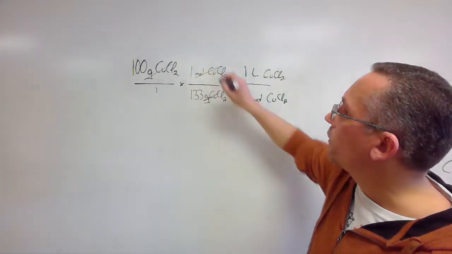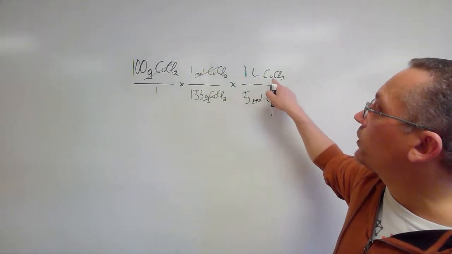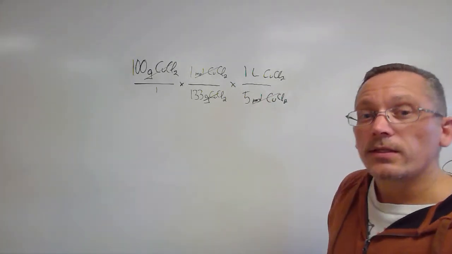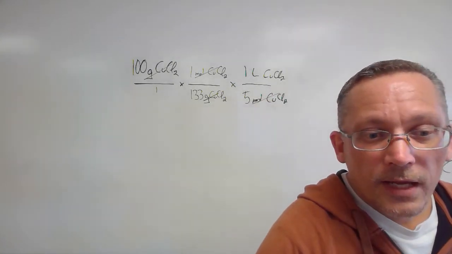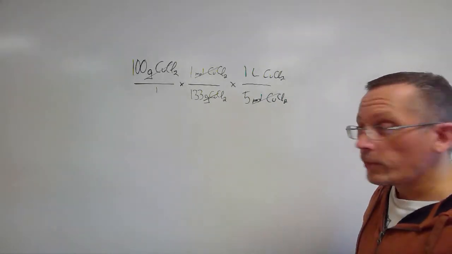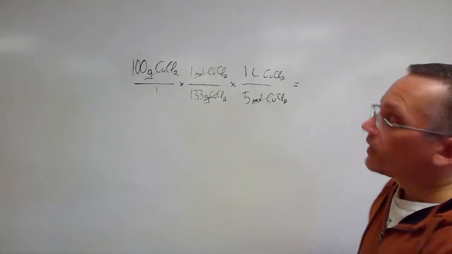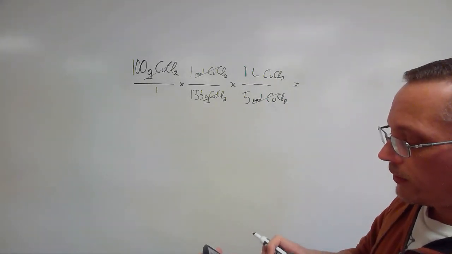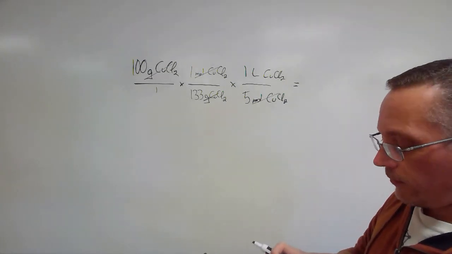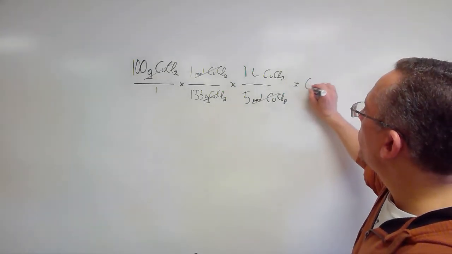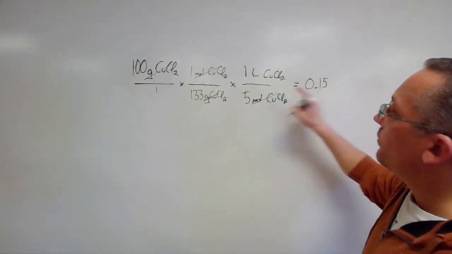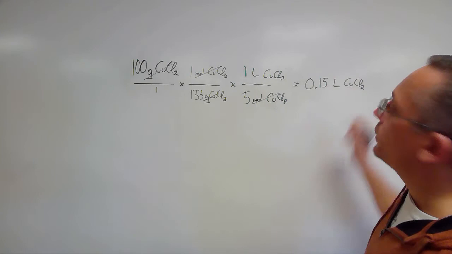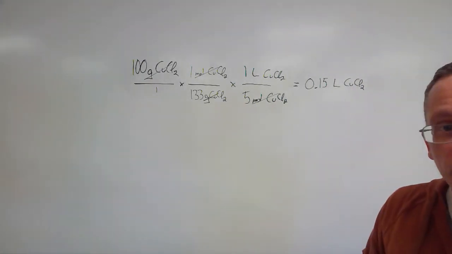CuCl2. My moles here cancel. Now I have liters of copper chloride, and that's what the problem asked me to find. It said how many liters, and now I have how many liters. So let me go ahead and work out the problem. Now I have 100 on the top there, and on the bottom I have 133 and 5. So there I get 0.15, and that's liters of CuCl2.